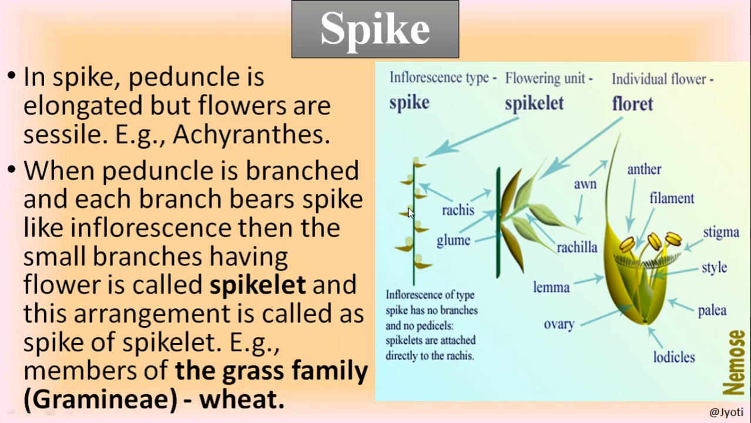Okay. So now when the peduncle is branched, so here you can see this is the peduncle. The peduncle is branched. Okay. And each branch bears a spike-like structure, spike-like inflorescence. So this is the peduncle. This is branch, and this branch is having the inflorescence, and the small branches are having the flowers. So here you can see these are the flowers. These flowers are called florets. Okay, and this type of arrangement is called spikelet.